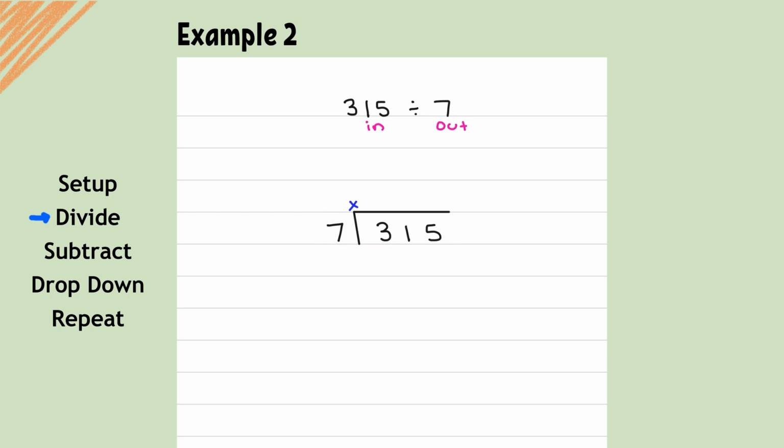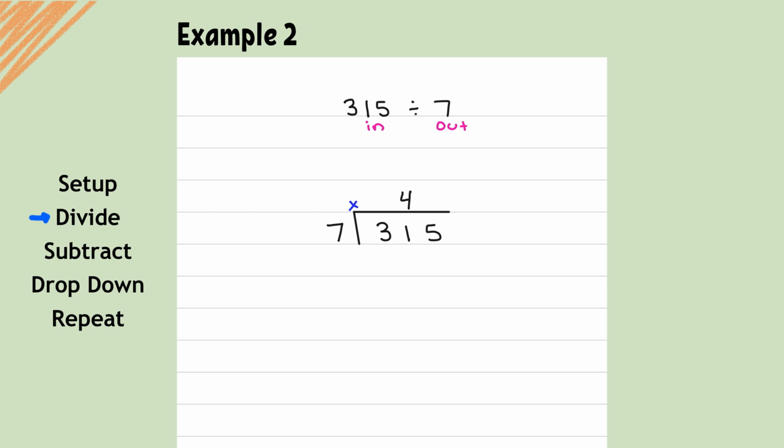So you're going to ask yourself, 7 times what is going to give me 3 without going over 3? 7 times anything give you 3 or close to 3? Yeah, probably 0. Since 7 cannot go into 3, we're going to ask, can 7 go into 31? Let's extend that number by 1 digit. So can 7 go into 31 without going over 31? The answer is going to be 4 times.